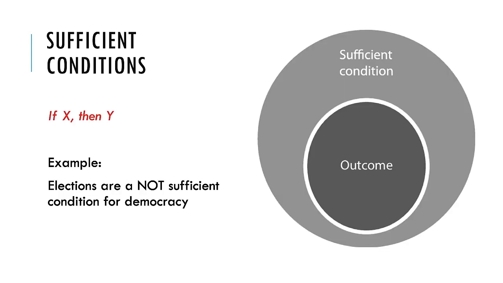Sufficient conditions are those that, if present, mean you will always see a certain outcome. If X, then Y. Sometimes this is called a smoking gun, a sign that your outcome is always there. Sufficient conditions are very rare.